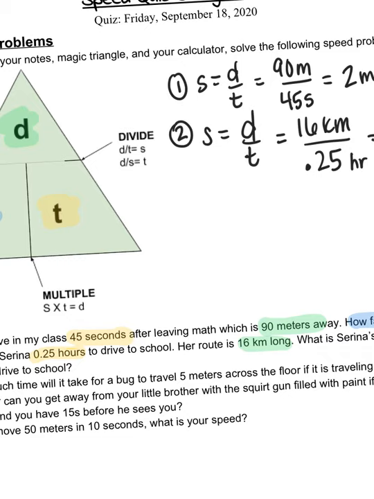Number 3, how much time will it take for a bug to travel 5 meters across the floor if it's traveling at 1 meter per second? Karina, what's a number in there? 5 meters. Is that speed, distance, or time? It's distance. Very good. Eileen, what's another number in that problem?